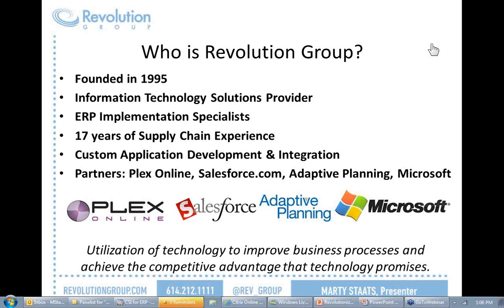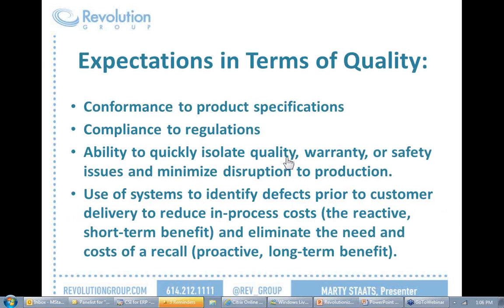Bear with me just a second. We're experiencing a little difficulty again. Okay, let me back up just for a second, and we'll go through that again.